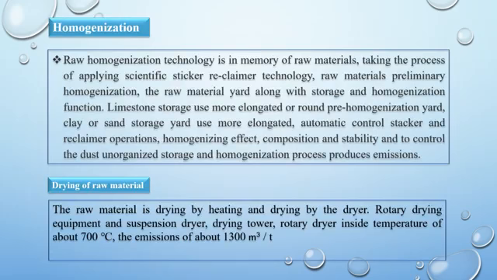Students, next process is homogenization. Dear students, homogenization is a process in which we convert the raw material particles into equal size particles so that we can process them for the production of cement. Now, in the dry process, raw homogenization technology is in memory of raw materials, taking the process of applying scientific stacker and reclaimer technology. Raw material preliminary homogenization, the raw material yard along with storage and homogenization function.